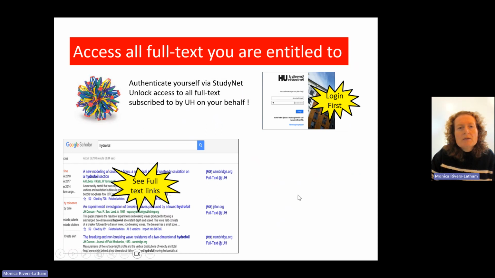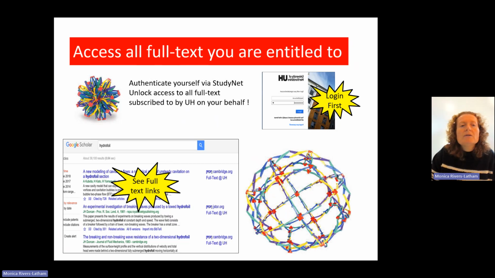This next slide is just to demonstrate that once you've logged into StudyNet and you come to your StudyNet homepage, that browser session, even if you go to a new tab on your browser and go to something like Google Scholar and do a very basic Google Scholar search, you will find that you'll get the full text links to content that we have access to. So you don't need to know about any other authentication method to access all the full text that you're entitled to at UH. You just need to make sure that you've done that first login to StudyNet and the online library in order to access all the full text.